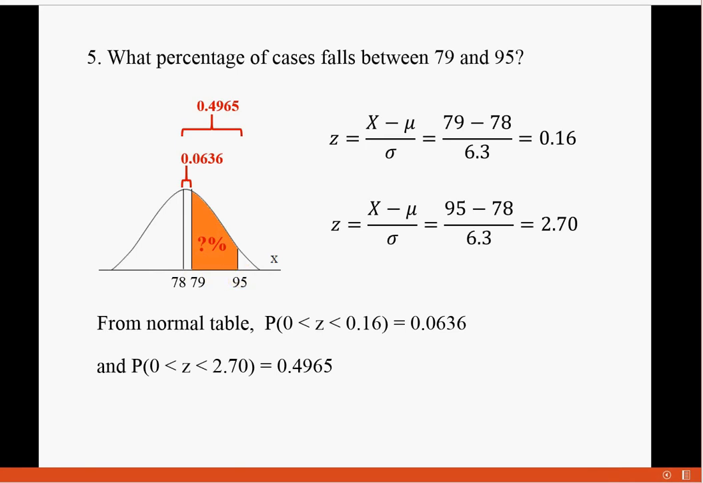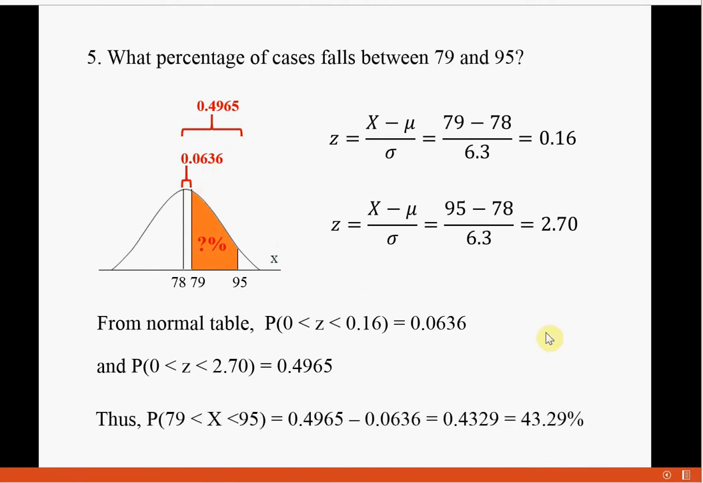It's simply the difference between this larger area and the thinner slice. So the probability for value x to fall between 79 and 95 is the larger area 0.4965 minus the area of the smaller slice 0.0636. The result is 0.4329 or 43.29%. Again, in your assignment, I'll be looking for all these different steps as complete work.